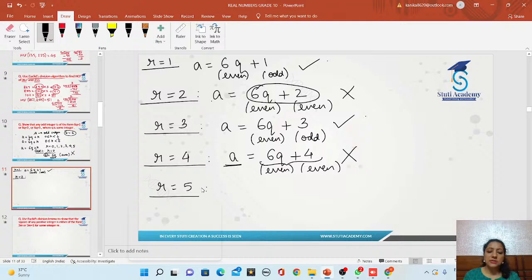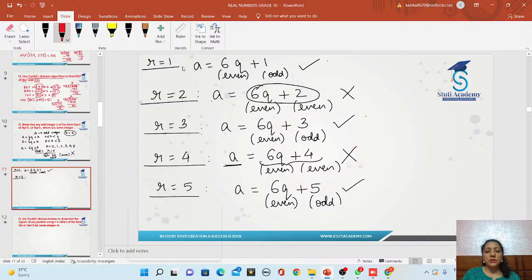Now coming to the last case where r is 5. So we have a is equal to 6q plus 5. This is an even number and this is an odd number. Even plus odd will give us odd, and a is also an odd number, so this case is also possible.